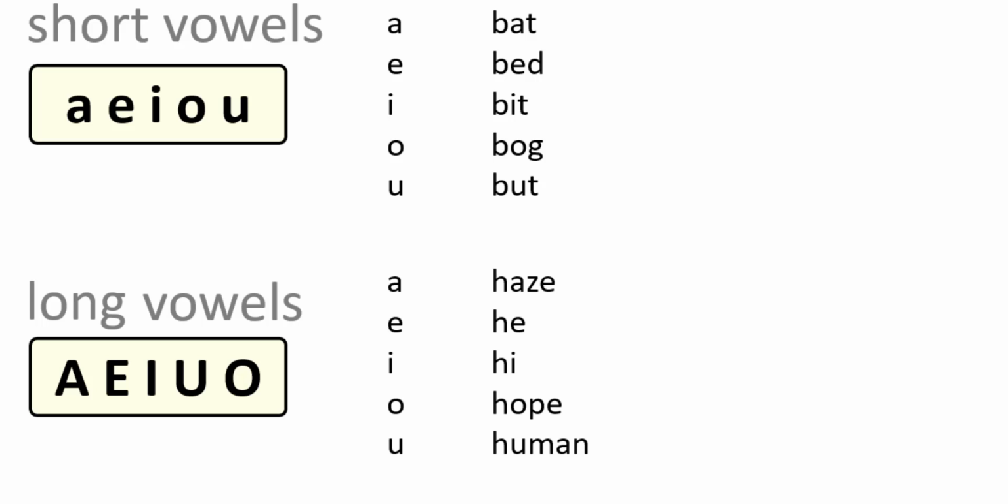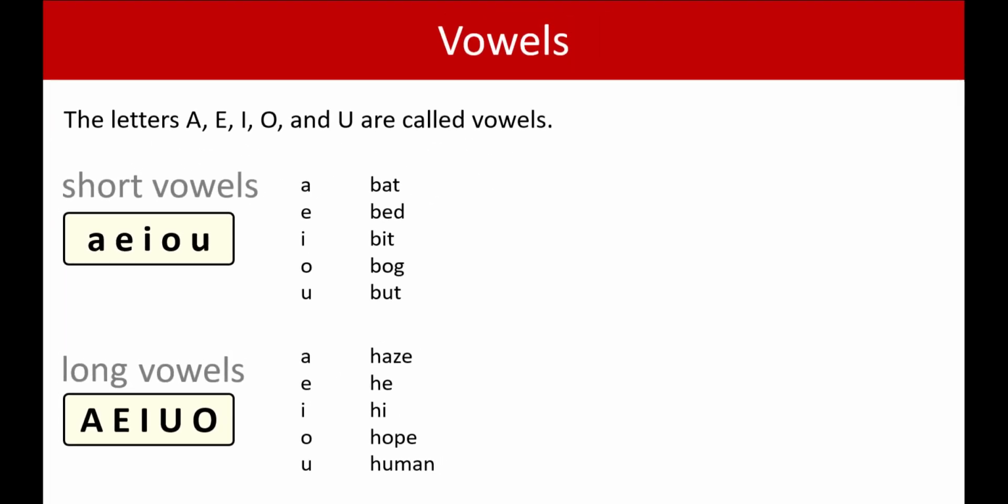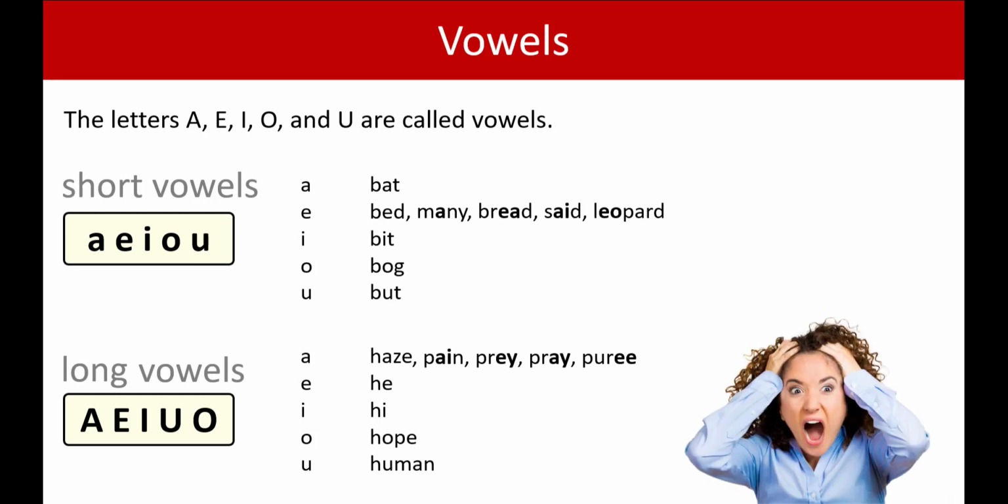For example, look at that short E sound, as in bed. It also appears in many and bread and said and leopard. You've got to say that's crazy. And also, look at the long A sound. Yes, it appears in haze, but it also appears in pain and pray, spelt differently, and puree. That must drive English learners crazy. But if it helps, it also drives the teachers crazy, because they are the ones who have to explain it.